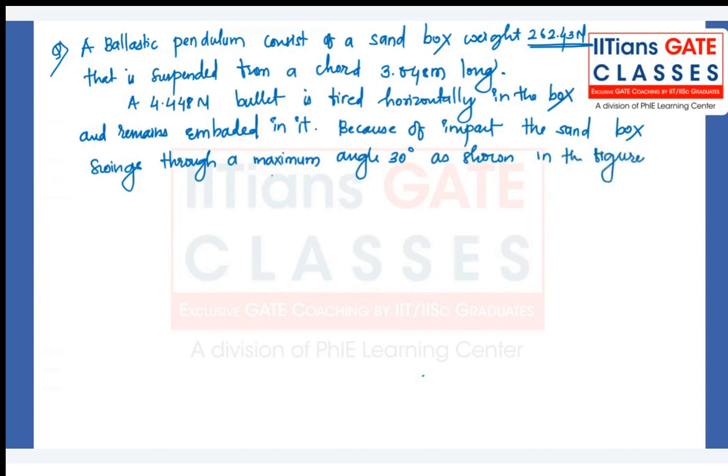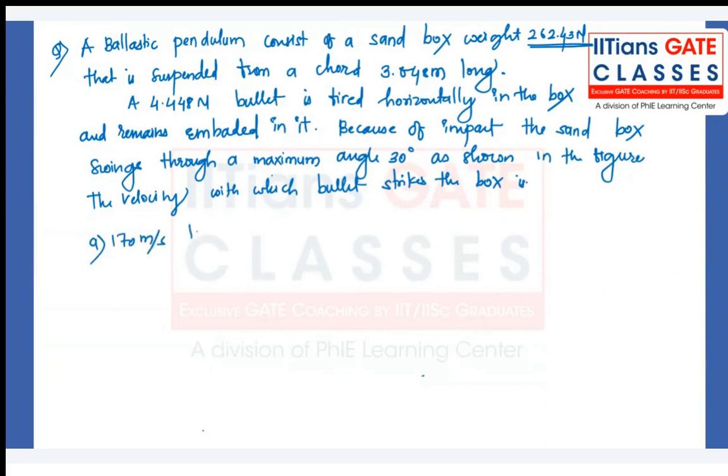The velocity with which the bullet strikes the box is, options: 170 meters per second, 155 meters per second, 140 meters per second, option D 135 meters per second. Okay, I'll repeat the question.